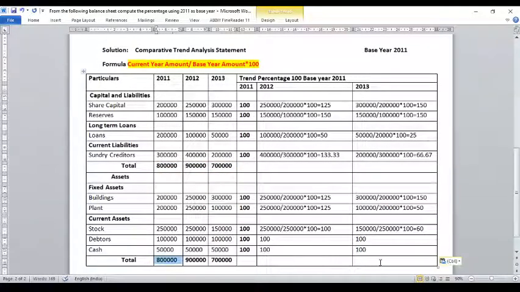So this is how a trend analysis is done. When a balance sheet is given, you have to give importance to bifurcating the items into capital, long-term loans, current liabilities, fixed assets and current assets. This is how a balance sheet trend analysis is done.